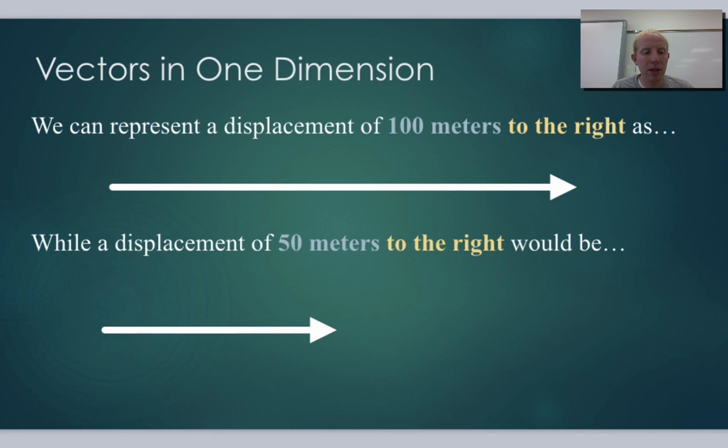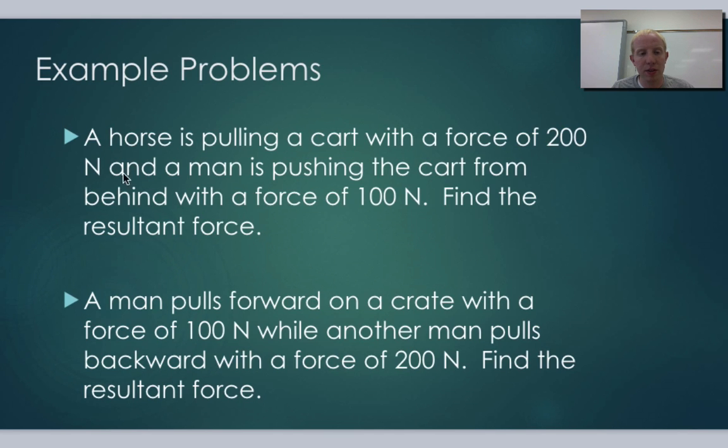So, if we think about adding vectors, let's go through some example scenarios. A horse is pulling a cart with a force of 200 newtons, and a man is pushing the cart from behind with a force of 100 newtons. Find the resultant force. Well, this is a pretty simple problem.